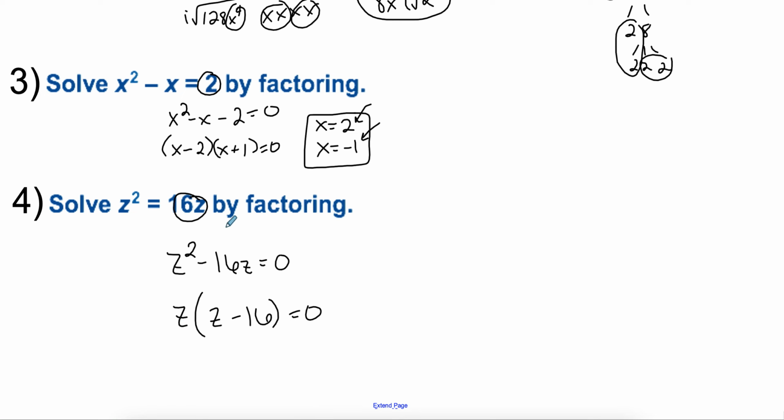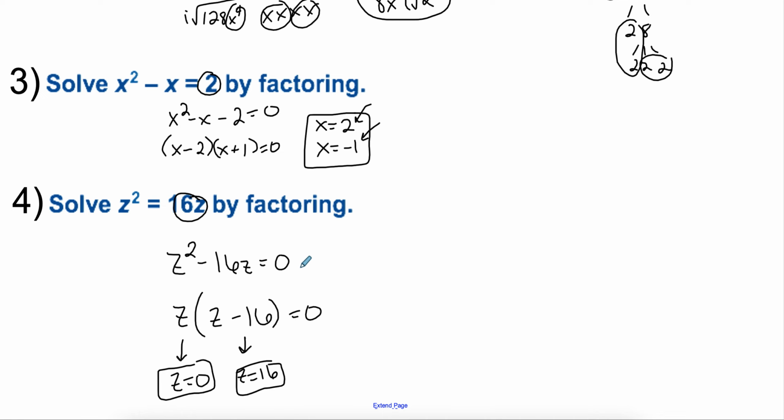And then we do the same process we did up here. So we have to look at each individual piece. Can I plug in something here to make it a 0? Yes, I can just plug in 0. So that's z equals 0 for this one. And then what could I plug in for this one to make this 0? Well, that would be 16. So my two answers are 0 and 16.